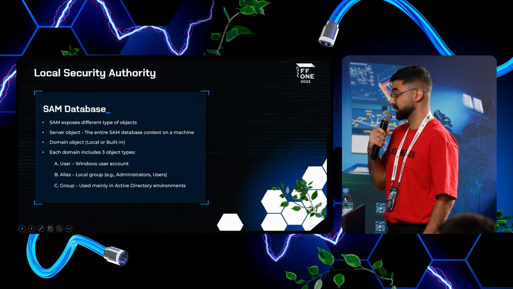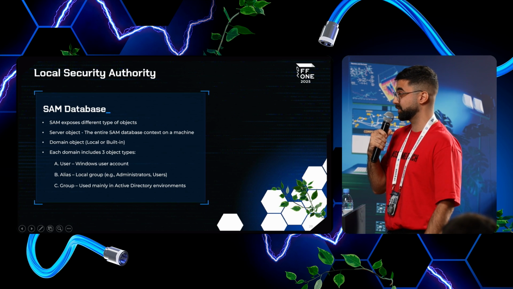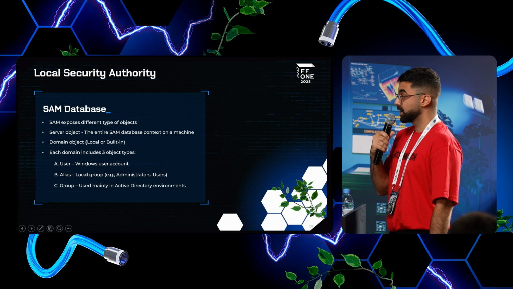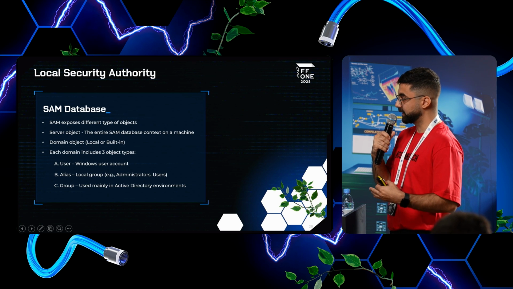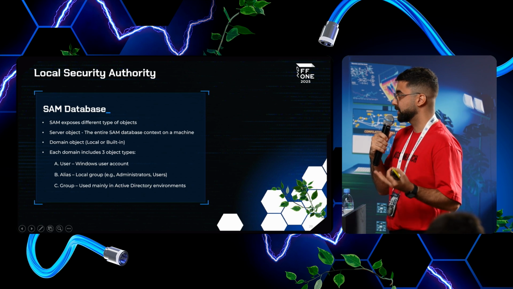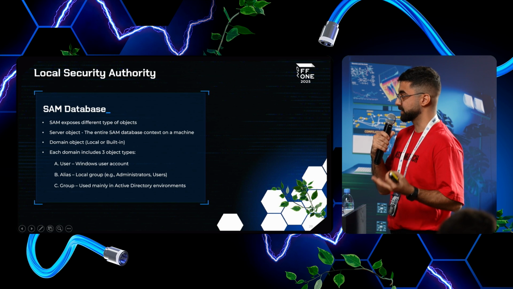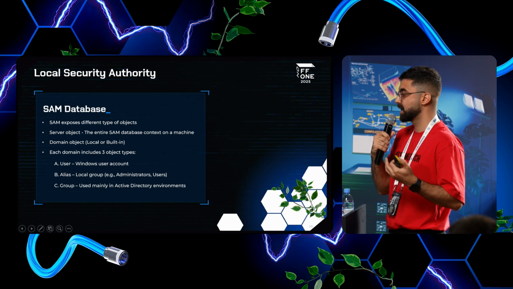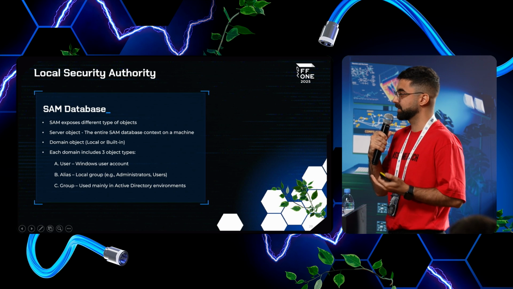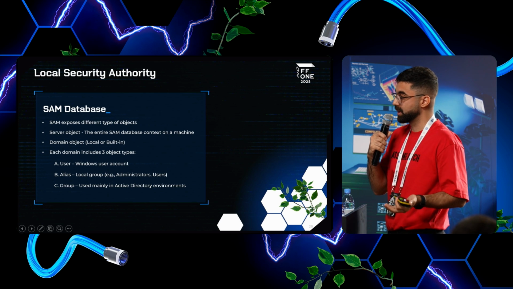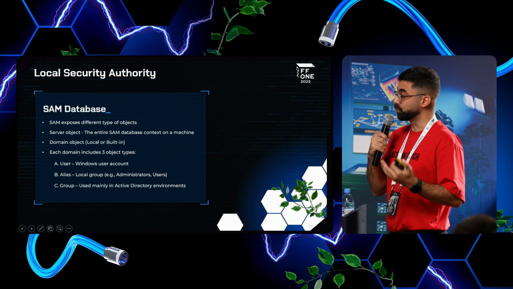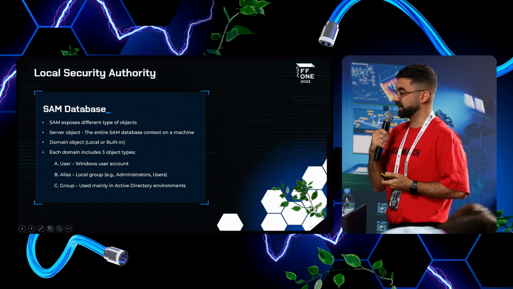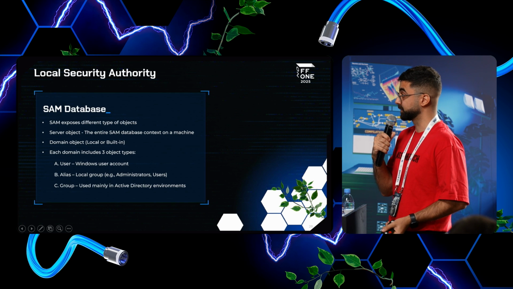The SAM database exposes multiple objects. The first is a server object that represents the whole SAM database. The second is a domain object, which can be local or built-in. For each domain, three object types are exposed. The first is the user, which represents the user account. The second is called alias, and here's the surprise: it represents the local groups that we know. But there is another object called group, which is not the usual group that we know; it's used mainly in Active Directory environments.